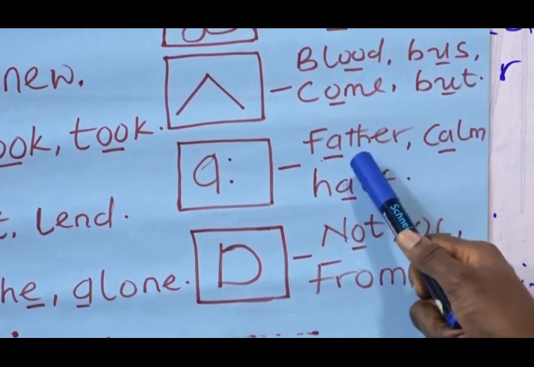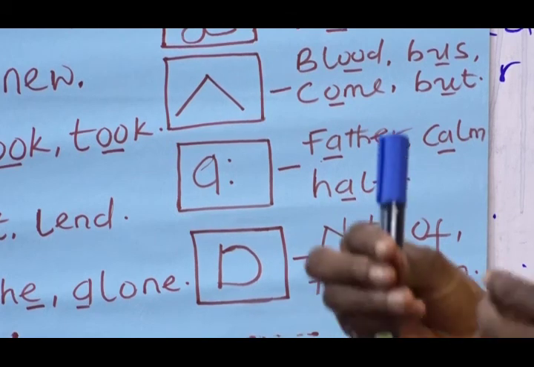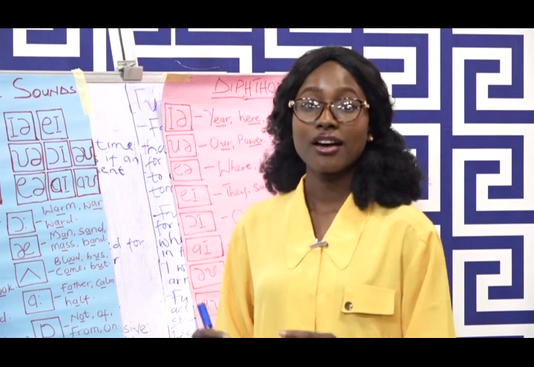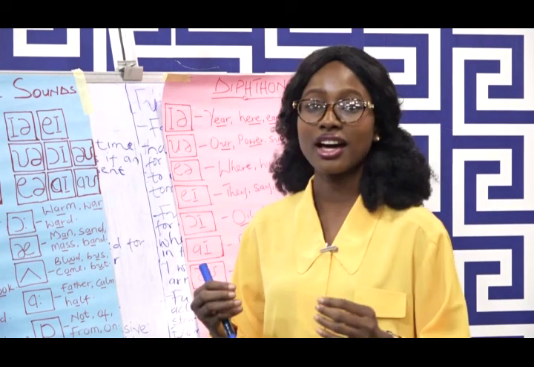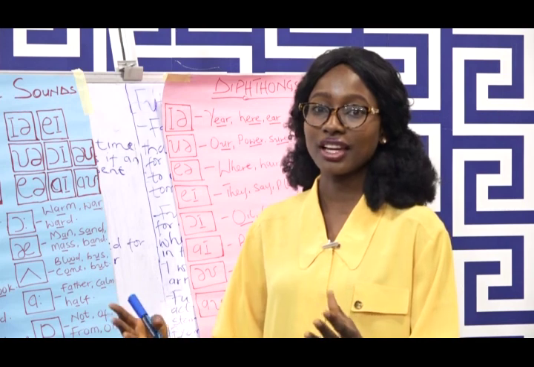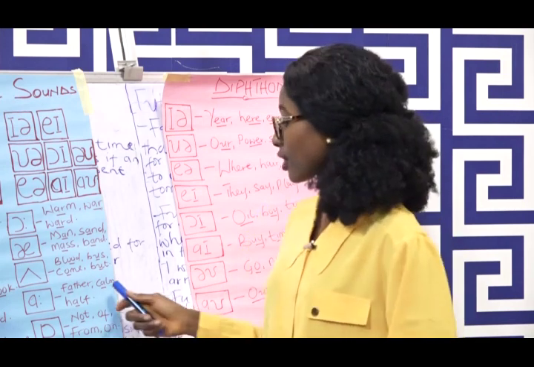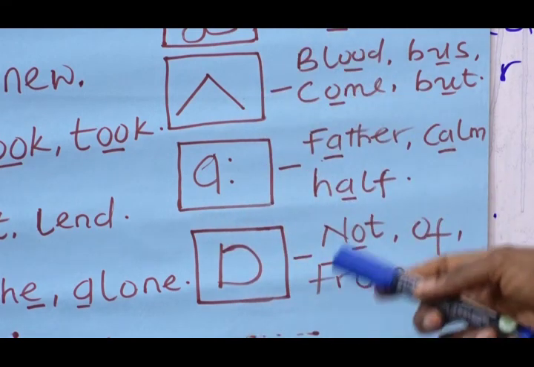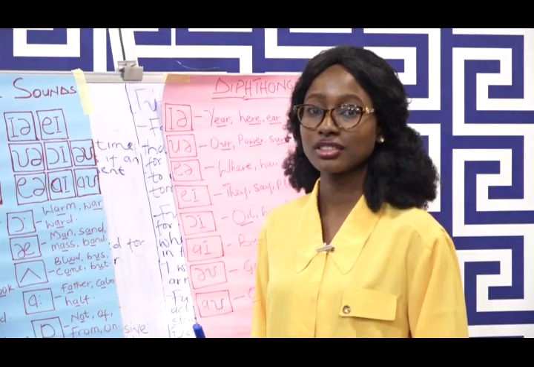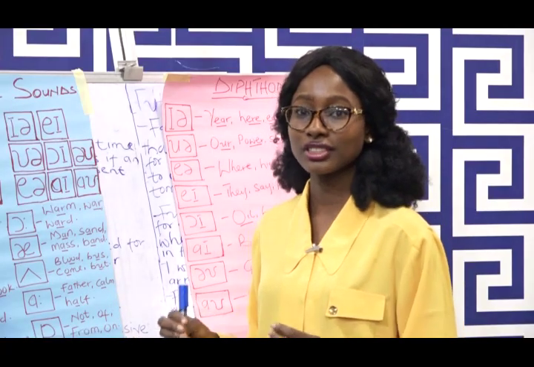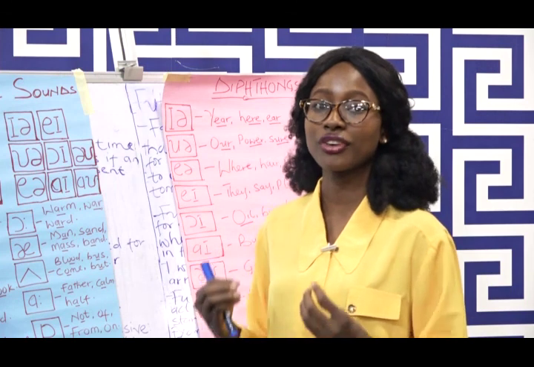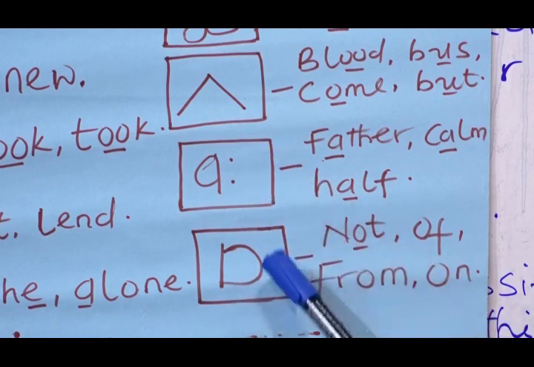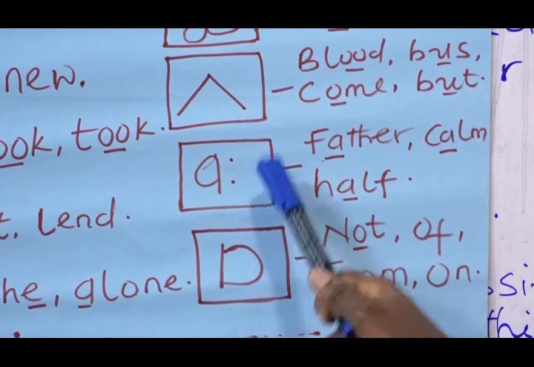So we have father, father. This sound is a long vowel as well. So we have father, as in my father is here. Calm, I am calm. And then you have half, as in I have half a loaf of bread. So this sound is the short version of this.